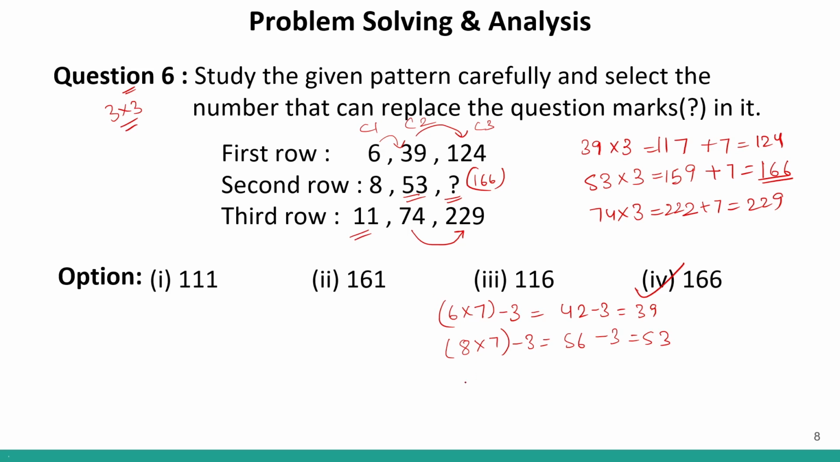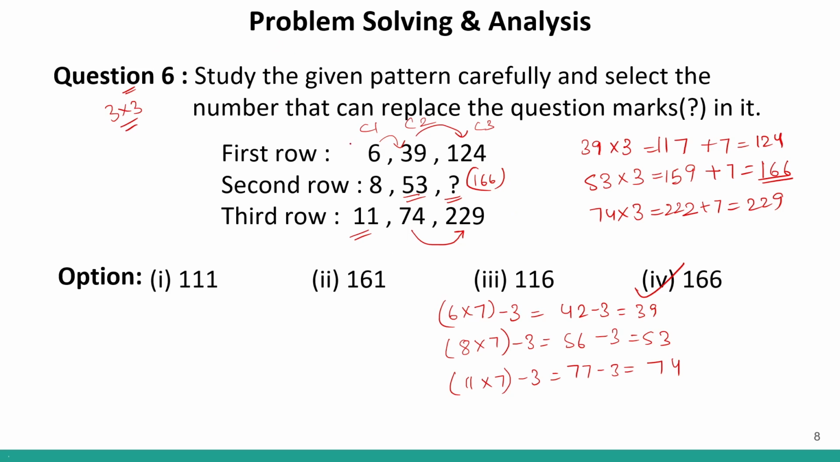Similarly over here, if I multiply 11 by 7 and subtract 3, this will be 77 minus 3, which is equal to 74. So column 1 is related to column 2 and column 2 is related to column 3. If I have to make one equation for it, it will be very complicated. So what will one equation be?